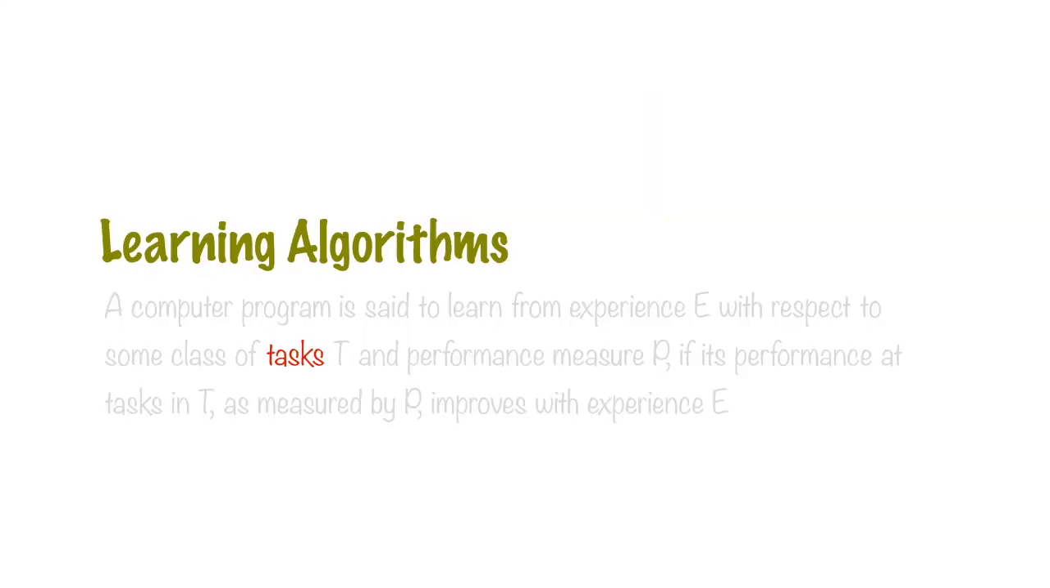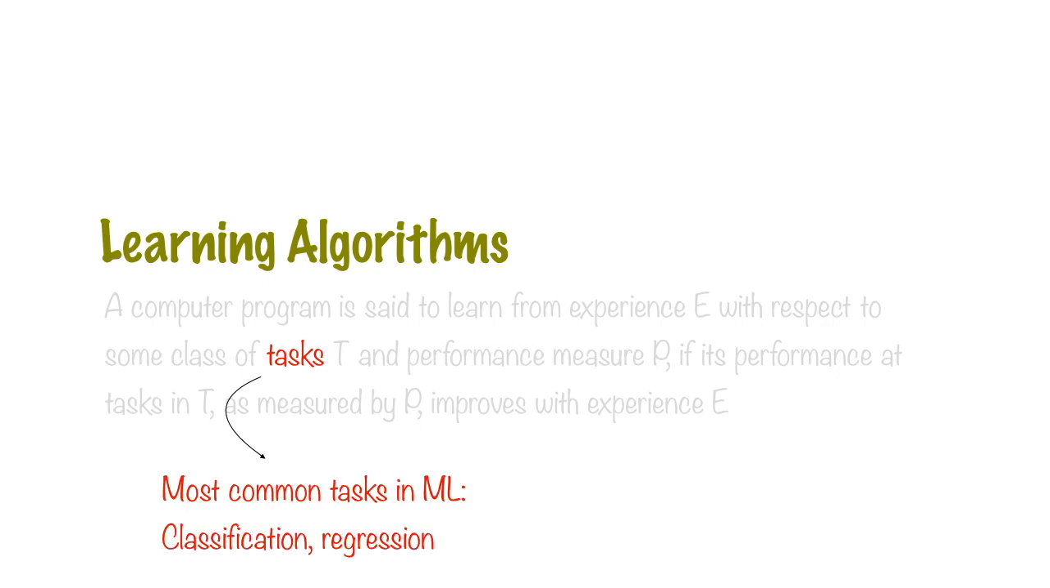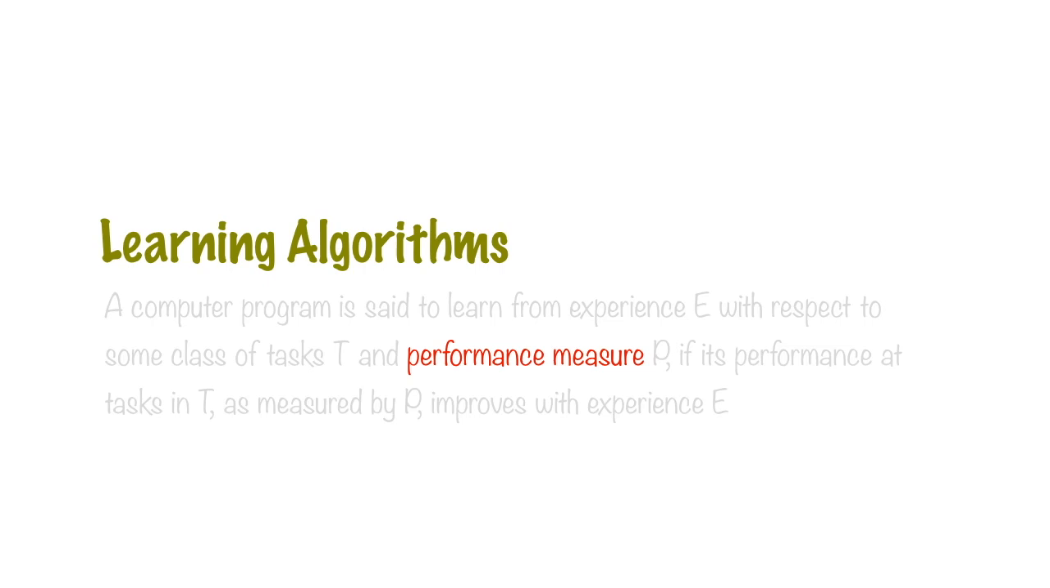The first bit in this definition is the term tasks. Now, there are a bunch of standard tasks in machine learning: classification, regression, clustering, and rule detection. We have already had some exposure to three of these: classification and regression, as well as clustering via the k nearest neighbors algorithm.